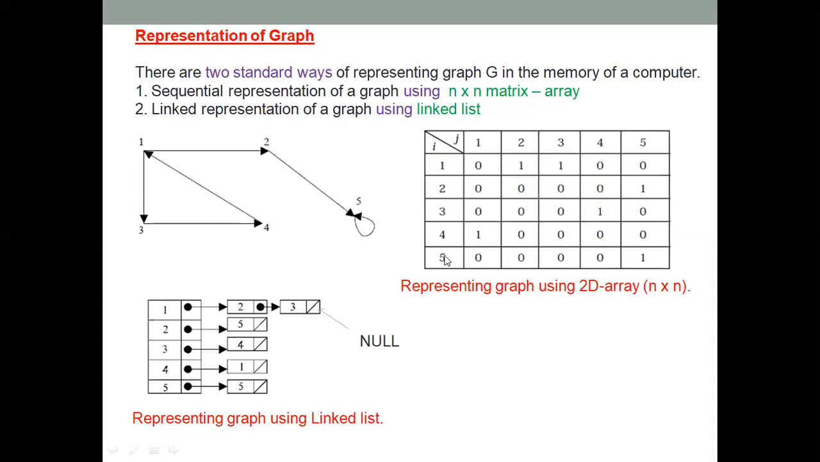When you check the 5, 5 to 1, 5 to 2, 5 to 3, 5 to 4, there is no pointing at all. But only from 5 to 5, there is pointing itself here. Look at here. 5 to 5, it is pointing itself. From 5, start here and go back to here, it is pointing. So 5 to 5, it is 1. So it is very easy for representation of the graph using the array. But this linked list is much more easy also.